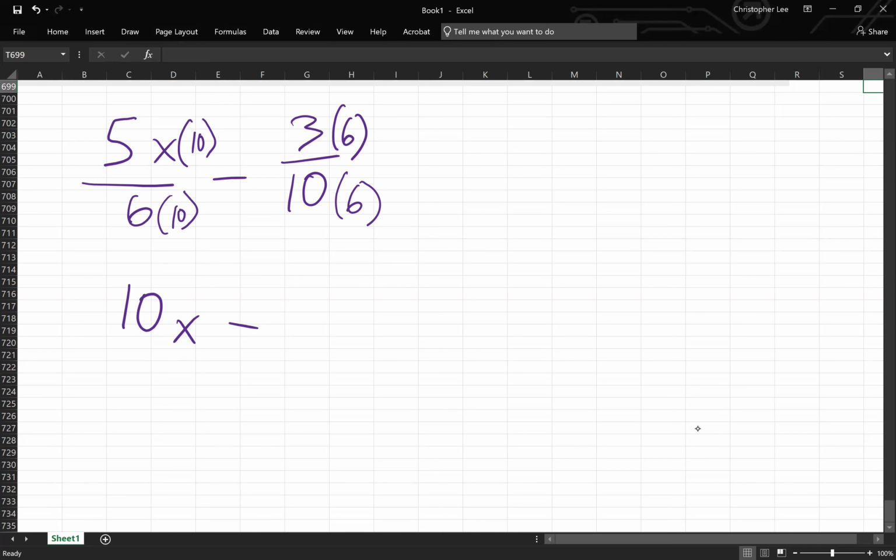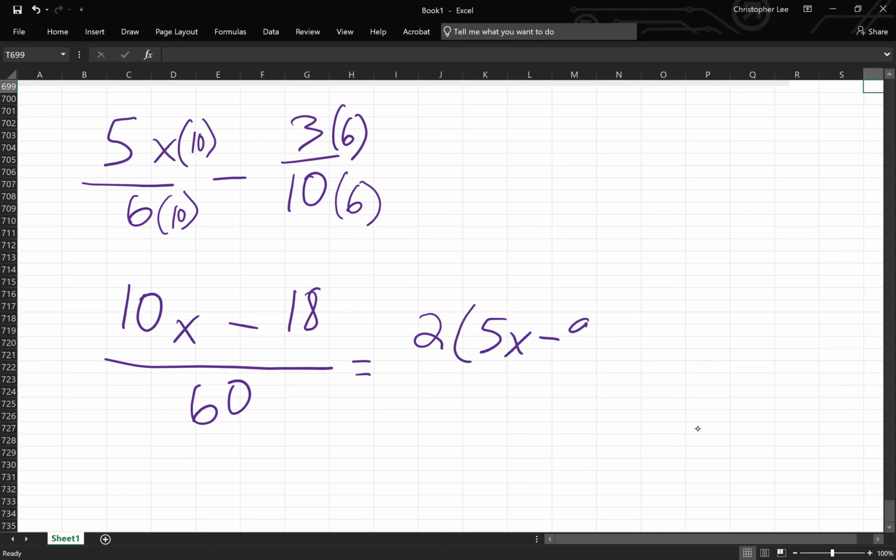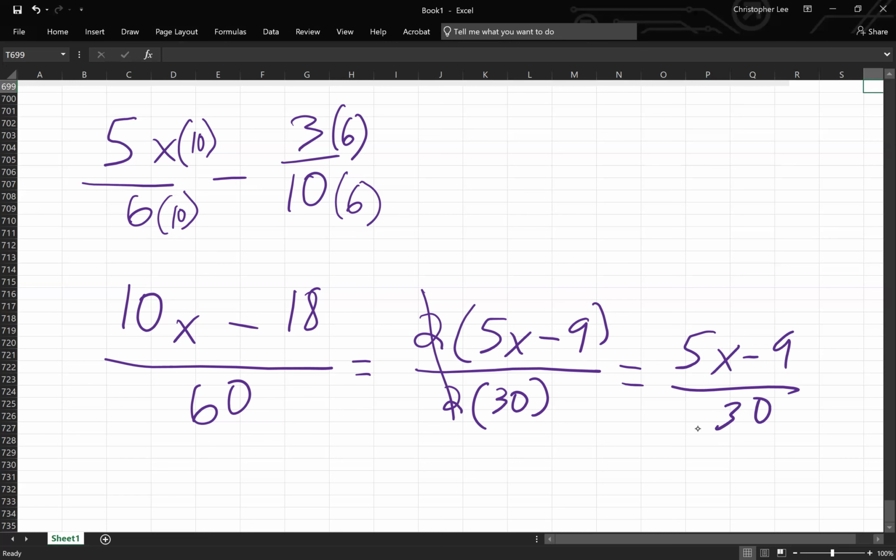So this would become what? 10x minus 18? 6 and 6 is 12. Yeah, all over 60, right? Now the thing is that I can actually reduce this a little bit, right? So I'm looking for a number that goes into 10x minus 18 and 60 evenly. It's actually 2, right? I could factor out 2. So I'm left with 5x minus 9 over, let's say, 2 times 30, right? These 2's cancel, so I have 5x minus 9 over 30, and that's my answer.